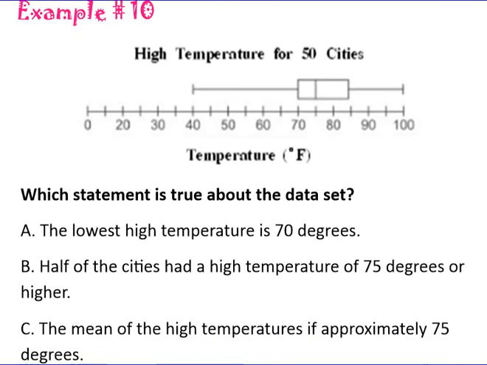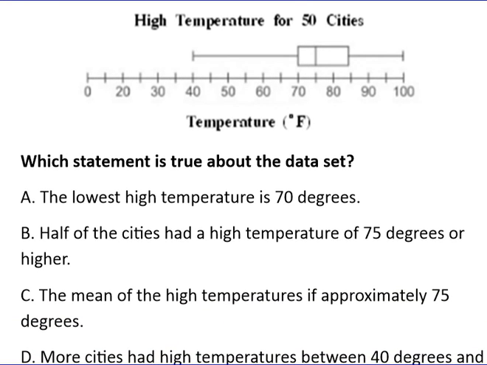All right, number 10 is the last one, and this one is the trickiest problem. Okay, we got to read it very carefully. Which statement is true about the data set? So first of all, before we even read the answer choices, let's take a look at the box and whisker plot. These are high temperatures for 50 cities. Okay, our lowest value is 40. Our highest value is 100. Our middle number, our median, is between 70 and 85. Nope, what's our median? I'm sorry, 75. Come on, Ms. Oates, get it together.